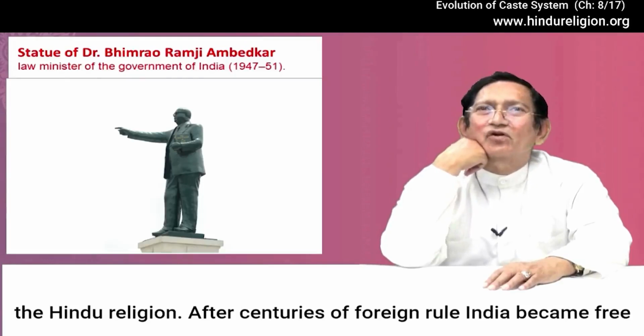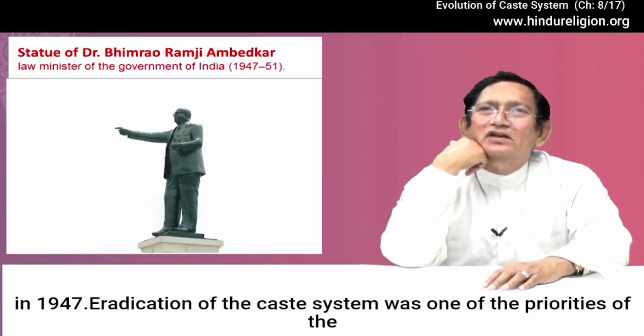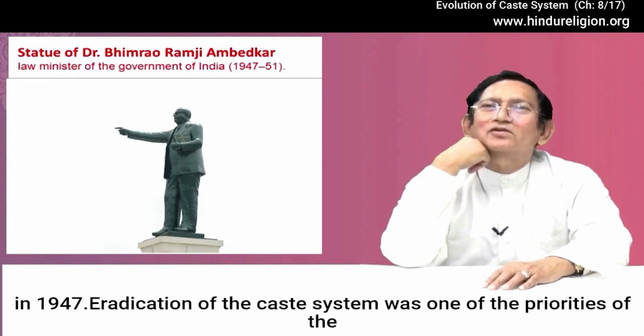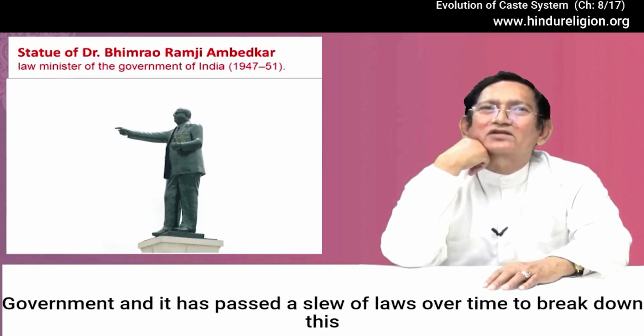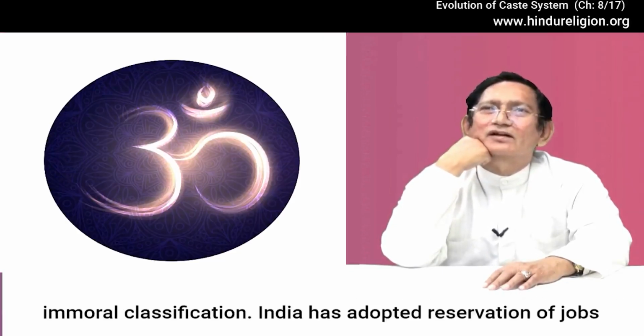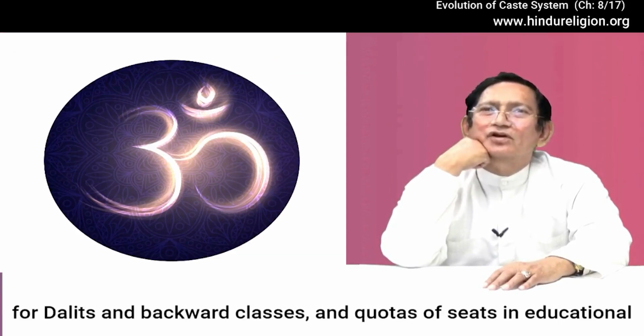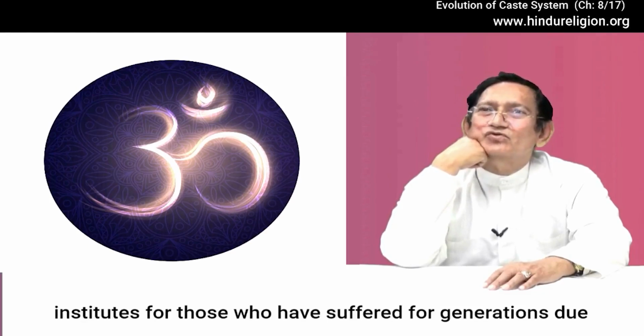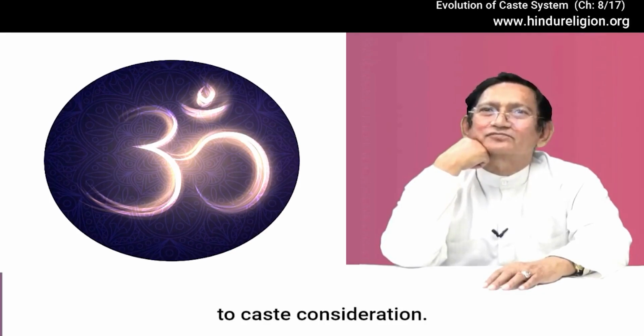After centuries of foreign rule, India became free in 1947. Eradication of the caste system was one of the priorities of the government, and it has passed a slew of laws over time to break down this immoral classification. India has adopted reservation of jobs for Dalits and backward classes and quotas of seats in educational institutes for those who have suffered for generations due to caste consideration.